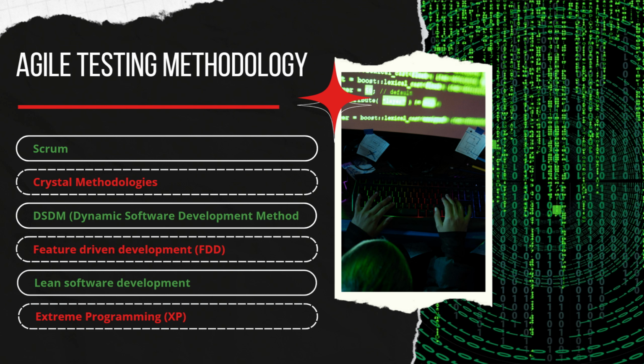Agile methodologies: 1. Scrum. 2. Crystal methodologies. 3. DSDM, or Dynamic Software Development Method. 4. FDD, or Feature Driven Development. 5. Lean Software Development. 6. XP, or Extreme Programming.